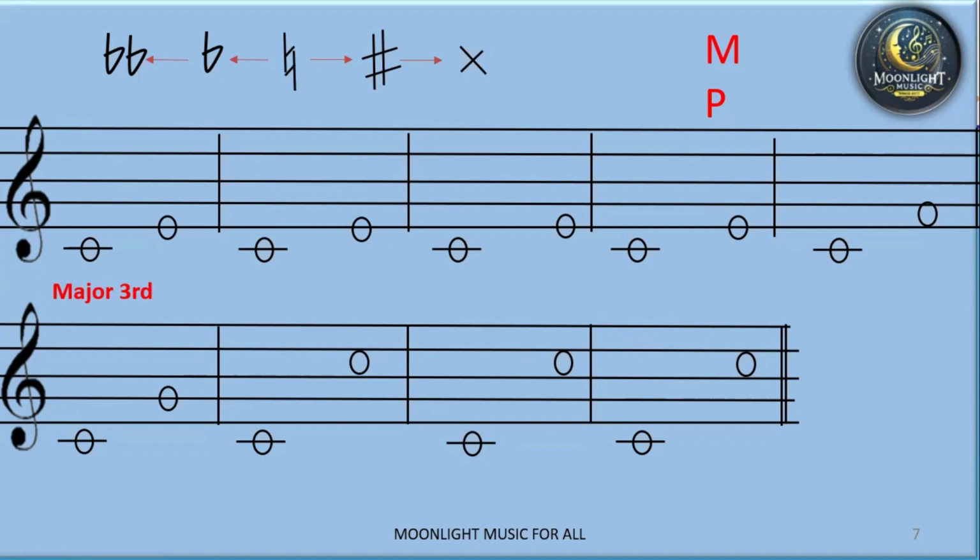Then C to F. Last one. C to F. What's the distance? Fourth. In C major scale, F is a natural. It's in the correct way. So perfect fourth.